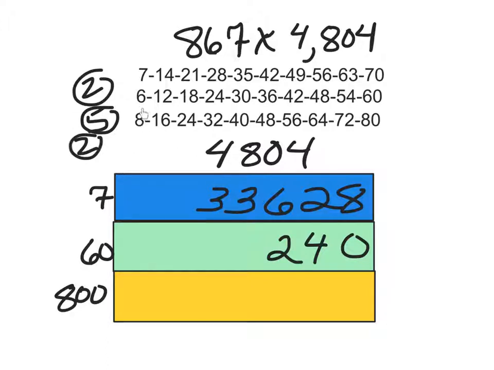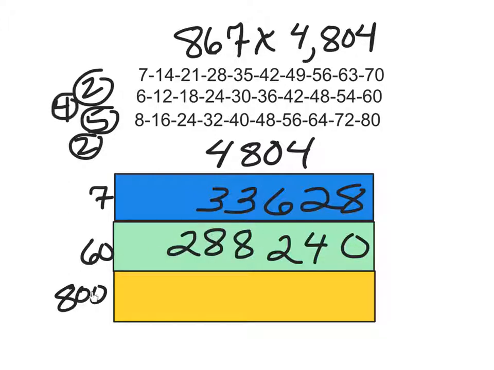6 times 8. 1, 2, 3, 4, 5, 6, 7, and 8 is going to give you 48, my friends. Drop the 8, carry the 4, drop that 8, carry that 4, and move along. 6 times 4. 1, 2, 3, and 4 is going to give you 24. Plus this 4 here is going to give you 28. Drop the 8 and the 2 because we are all done with this area box right here.